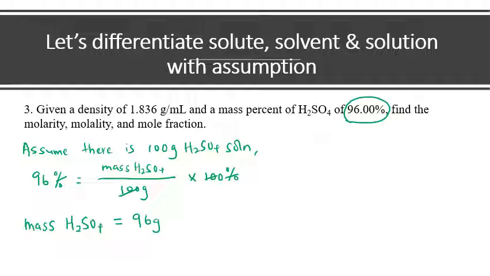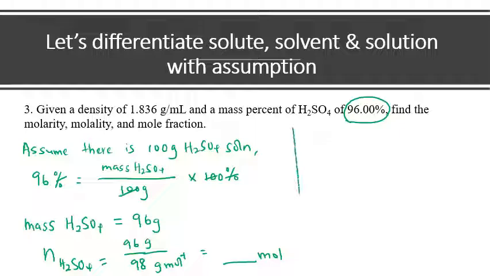With the 96 gram here, we will be able to determine the number of mole of sulfuric acid, which is 96 divided by 98. This one is gram per mole, and you will get the number of mole. So don't forget, the formula for the molarity is mole of solute over volume of solution. Now we will focus on the volume of solution by using the density of solution.